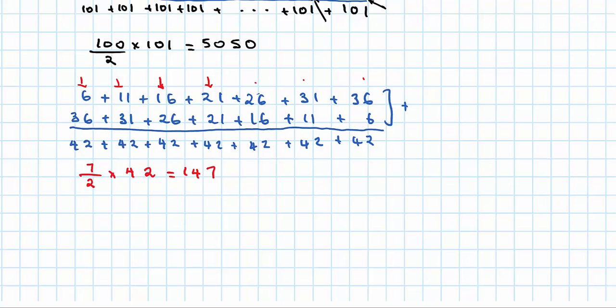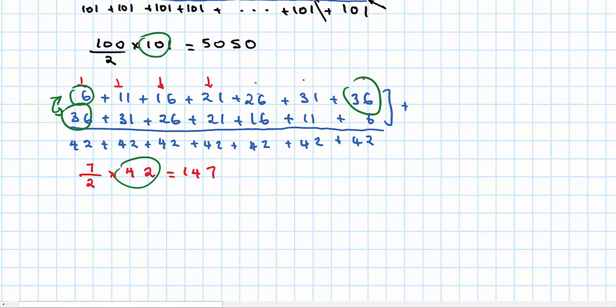So what's the pattern? You can see that if I take the first term and the last term and add them together, so my first term was 6, my last term was 36, every other term, when I list them in order, will end up with the same answer. So all I need to do to get this 42 in this case, or 101, is take the first and the last term. So let's call the first term A, as we have been calling it, and let's call the last term L.